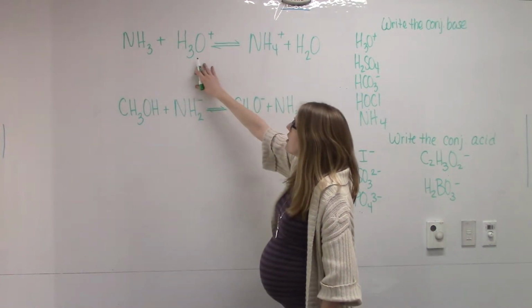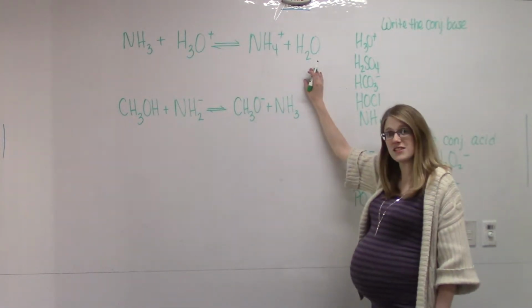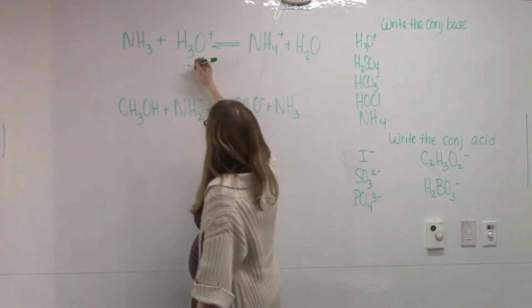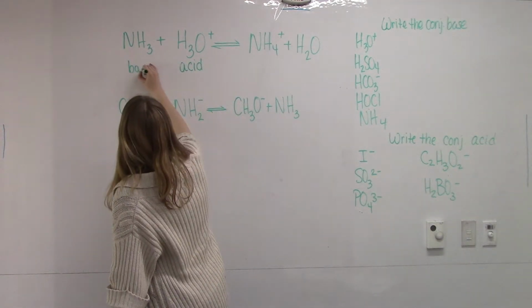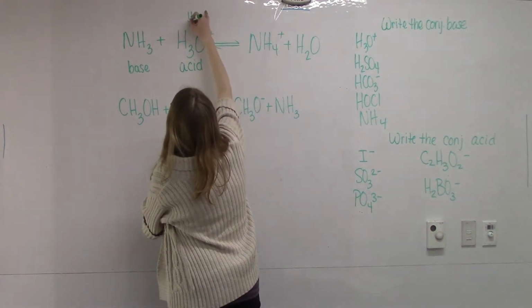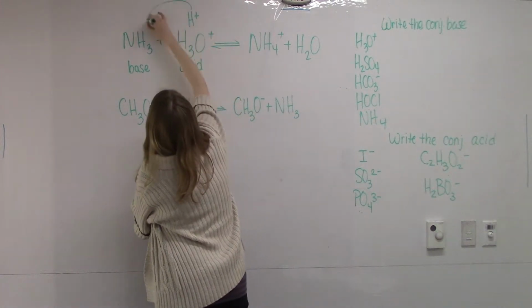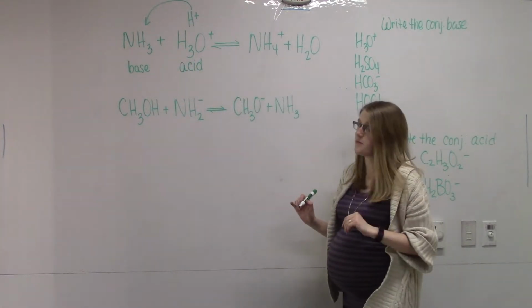Whereas the H3O+ has gone from H3O+ to H2O. Do you see how it's lost an H+? So this is actually our acid, and this is our base, according to the Bronsted-Lowry definition. Why? Because an H+ has gone from here to there. That's why. Now, let's talk about conjugates.